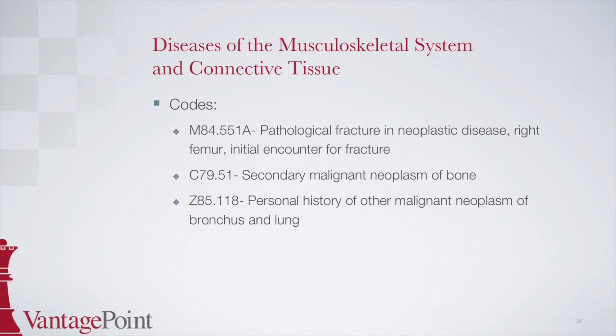When we go to the tabular, subcategory M84.55 is for pathological fracture in neoplastic disease, pelvis, and femur. M84.551 is for right femur, but we're not done yet because the book is telling us that a 7th character is required. Since documentation states that the patient is seen for surgical repair of the fracture, which is active treatment, a 7th character of A for initial encounter is appropriate.